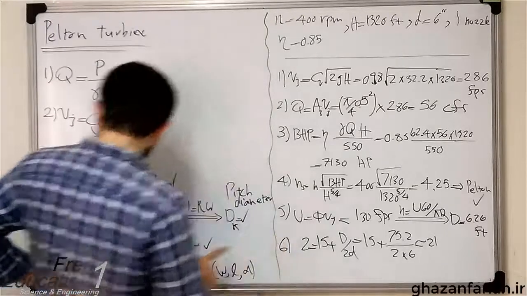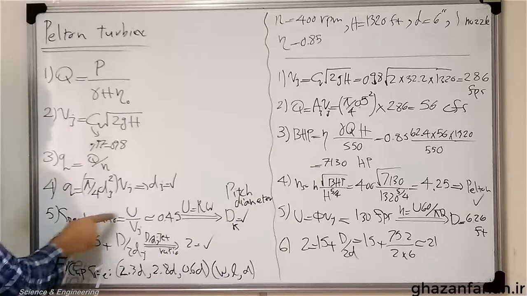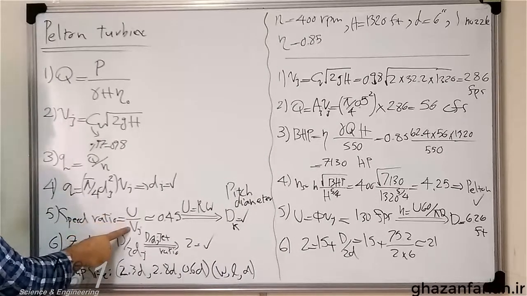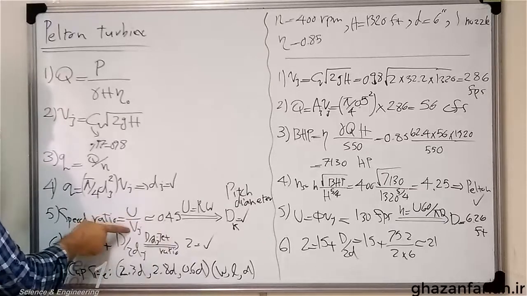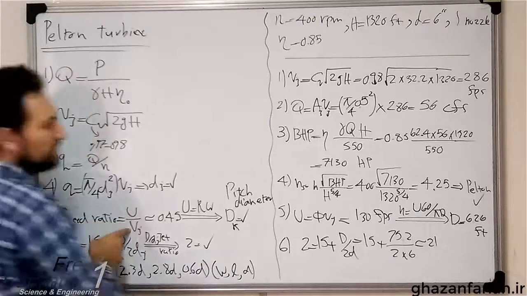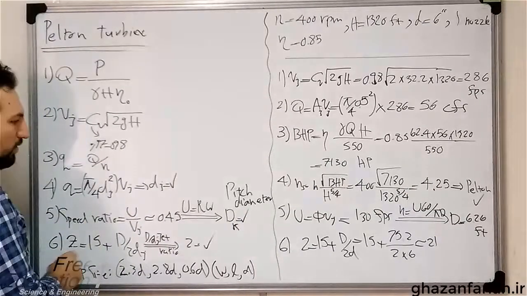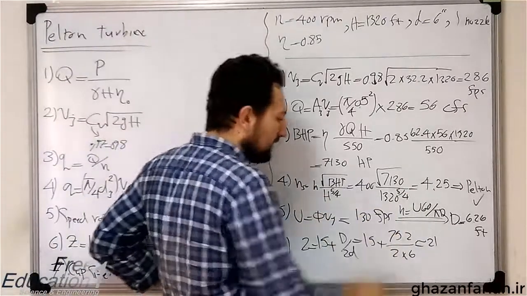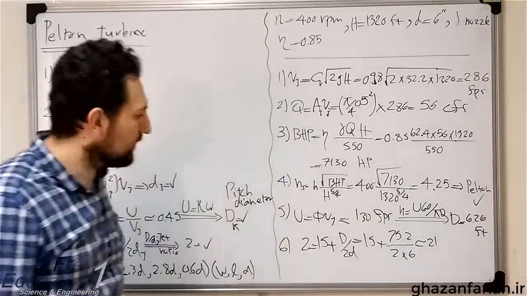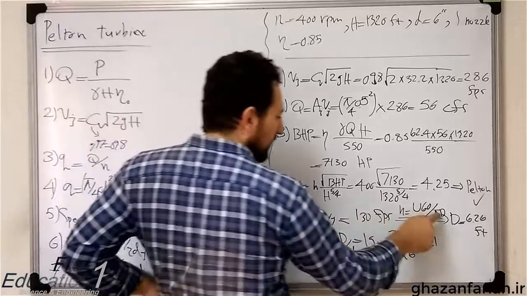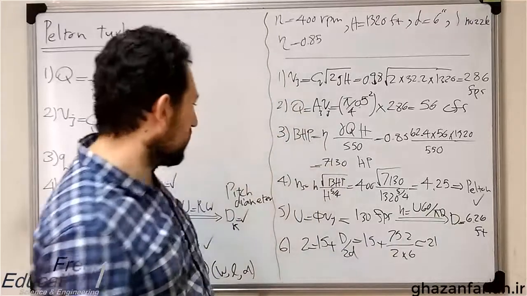So the Pelton turbine is a good choice for this case. Step 5 is the speed ratio, which is the ratio of U and V sub J, which equals 0.45. And in this case, I've computed the velocity of the jet here. So the circumferential velocity is known, and also the circumferential velocity is related to the RPM of the turbine and the diameter of the runner or the pitch diameter. So in this relation, the only unknown is D. The runner diameter is approximately 6.26 foot.